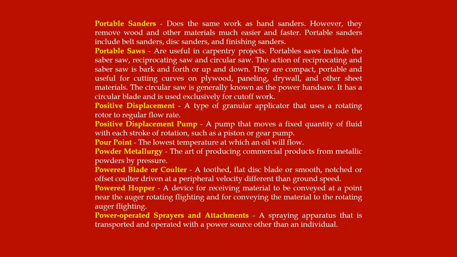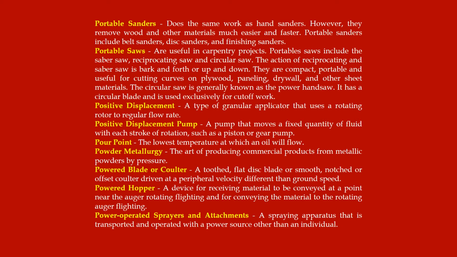Portable saws include the saber saw, reciprocating saw, and circular saw. The action of the reciprocating and saber saw is back and forth or up and down. They are compact, portable, and useful for cutting curves on plywood, paneling, drywall, and other sheet materials. The circular saw is generally known as the power hand saw. It has a circular blade and is used exclusively for cut-off work.